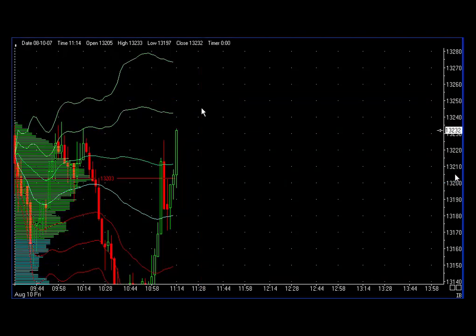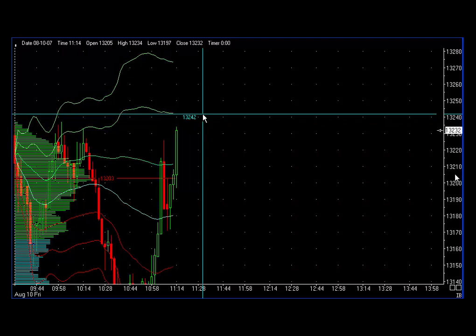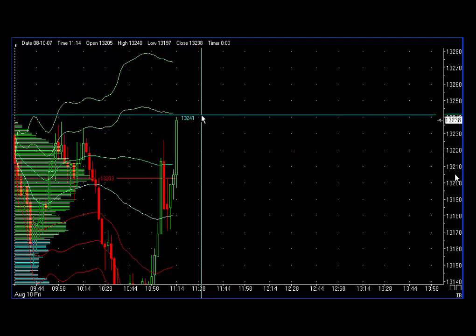Depending on how many contracts you trade, of course, you can decide to take part of it off at 13,242, or if you're just one contract, just bail out. 13,241, say. Okay, 13,240. All right, one contract, you're out of the trade. So that's what breakouts look like. It's not a very pleasant experience initially when the breakout occurs. Not much else I can tell you about this. There's really not much else you can do.